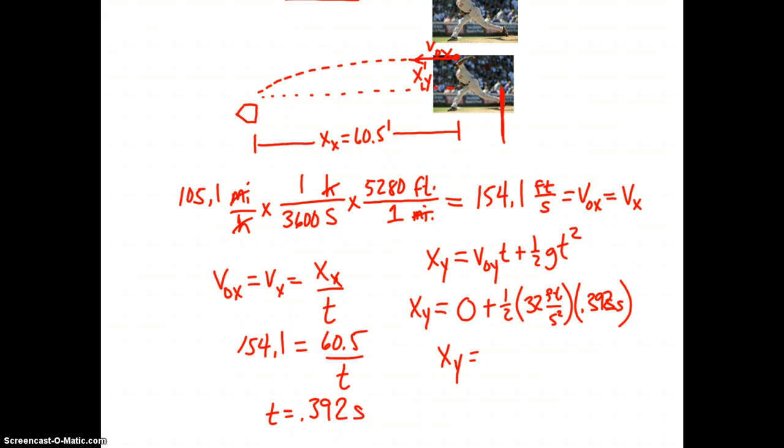Go ahead and calculate. Pause the video if you need a moment. And we will get 2.46 feet. That's pretty impressive to think about, that this ball drops nearly 2.5 feet in 0.392 seconds by the time it gets to home plate. Alrighty, much more on projectile motion in our next class. Lots of practice with this from here on out.